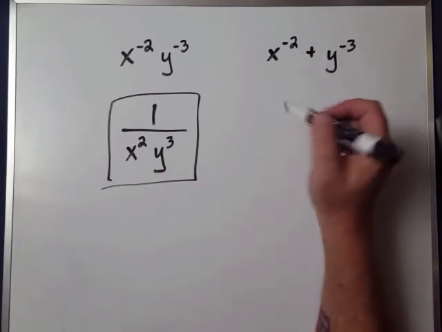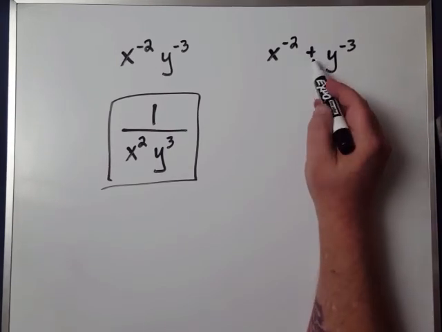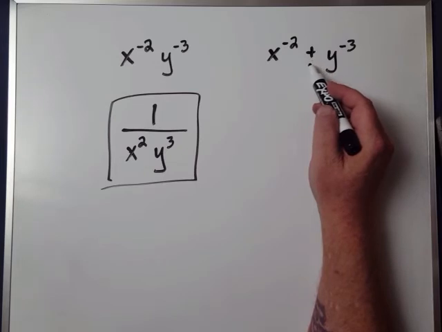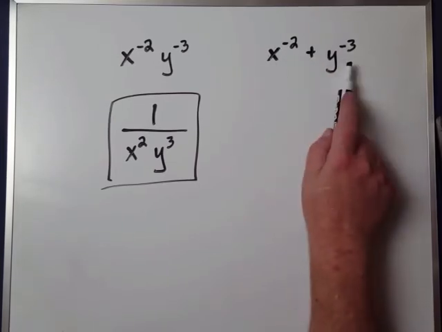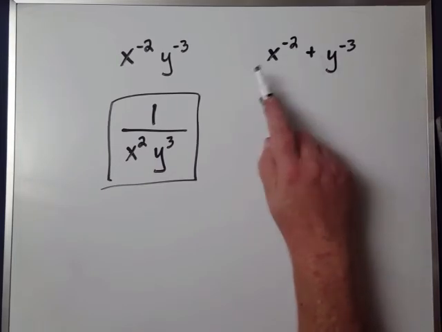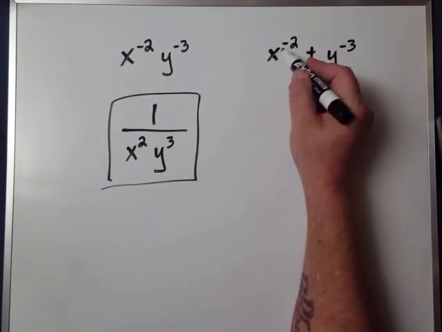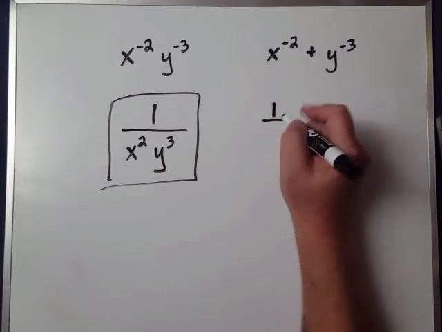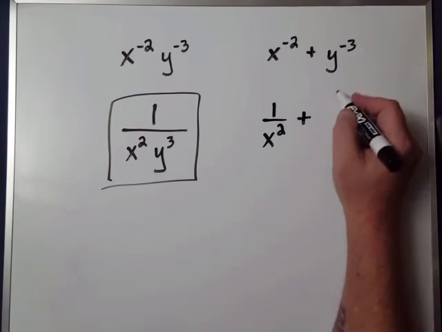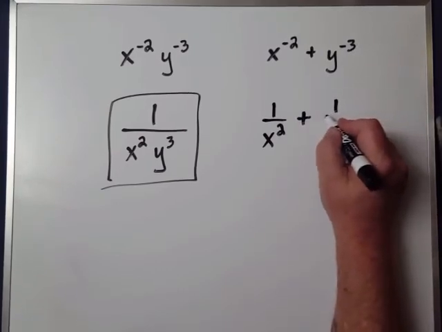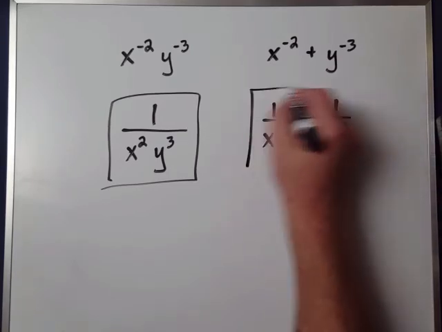How many terms do you see here? This time I have 2 terms separated by the plus sign in the middle, meaning that they do not share a fraction bar. They each have their own fraction bar. X to the negative 2 is 1 over x to the positive 2, plus y to the negative 3 is 1 over y to the positive 3.